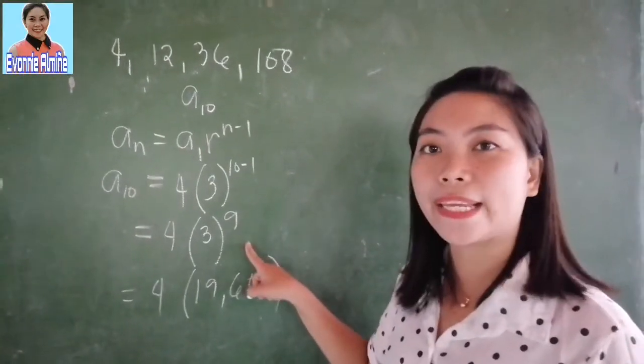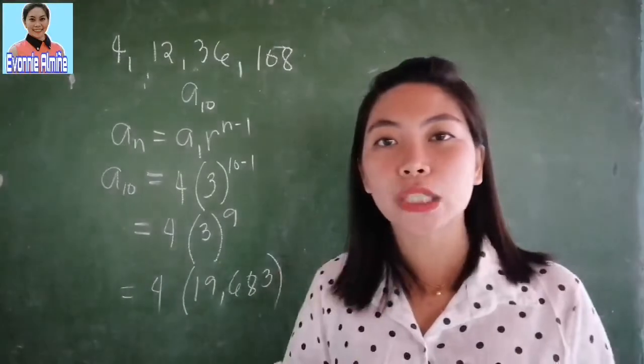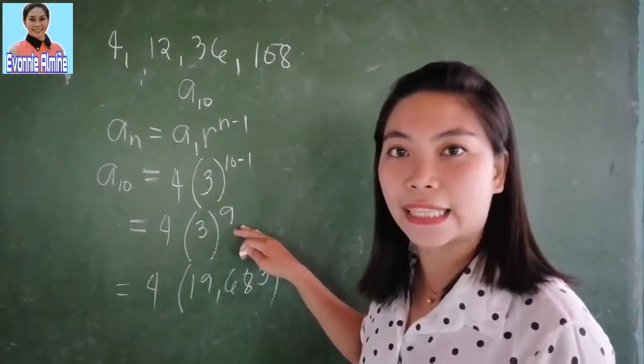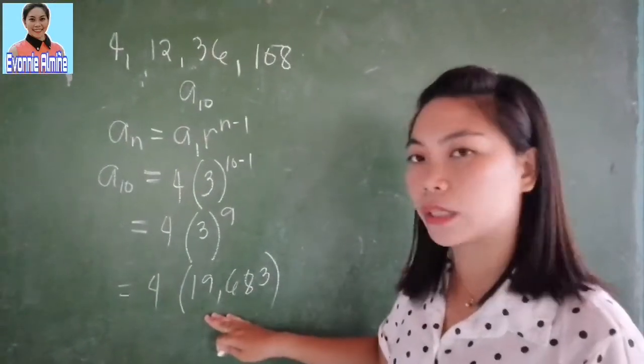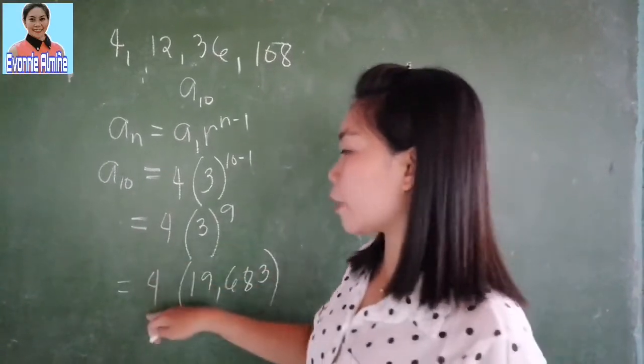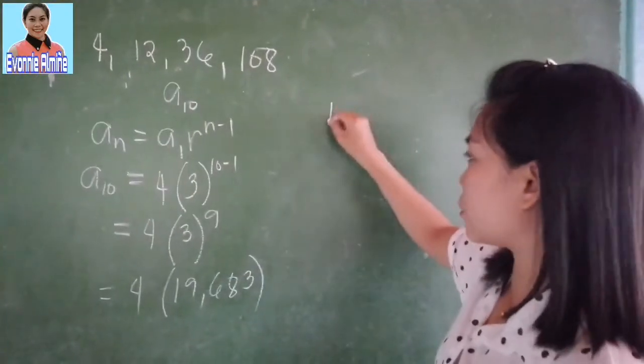683. So, meaning, yung 3 po, we have to multiply it by itself. How many times? Of course, 9 times. And that is now the result, 19,683. Multiplying it by 4, what would be the answer? Let us try.